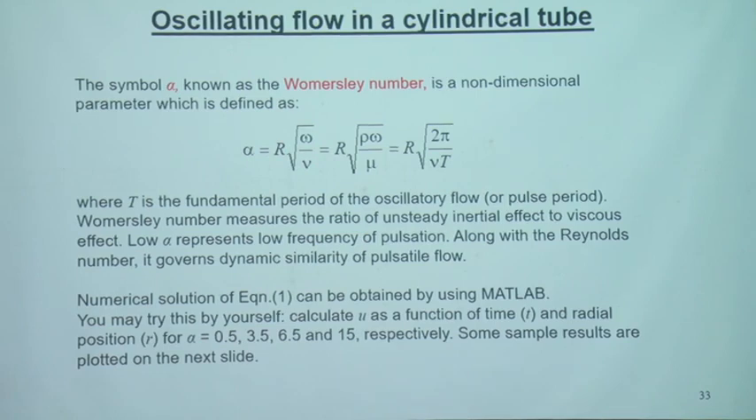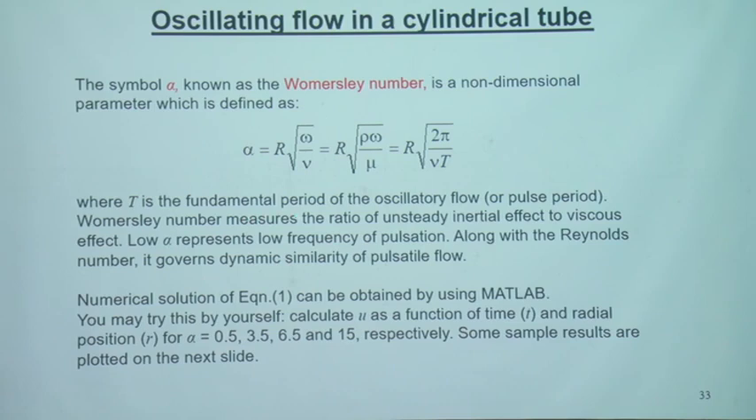And here we introduce another symbol, uppercase T. This is the fundamental period of the oscillatory flow, known as the pulse period. So you can see that the Womersley number measures the ratio of the unsteady inertial effect to viscous effect. If the Womersley number is low, it represents low frequency of pulsation, so that the flow tends to a steady flow. If the Womersley number is large, it's high frequency pulsation.